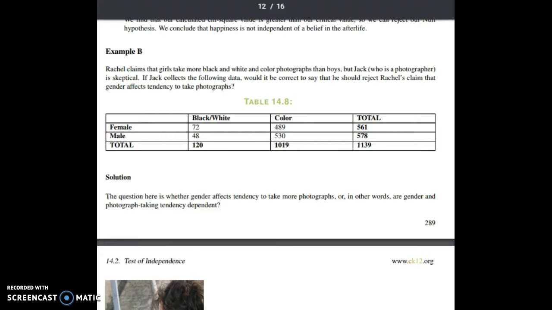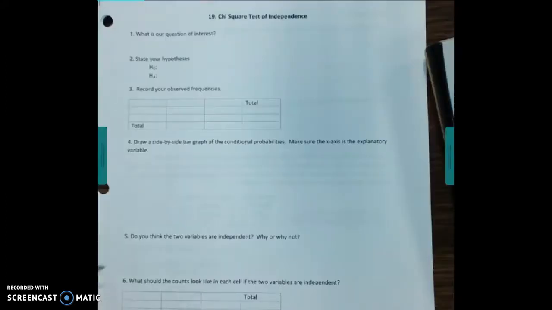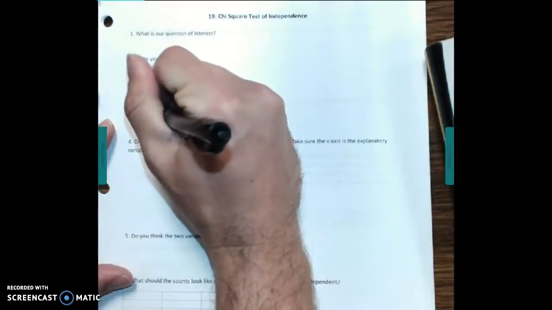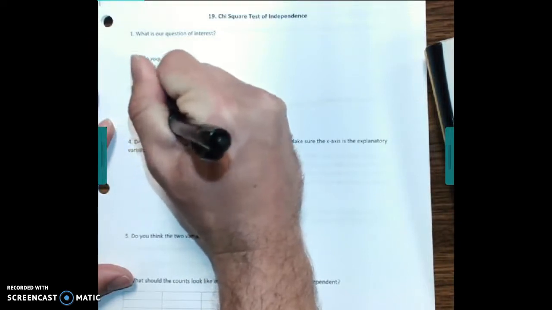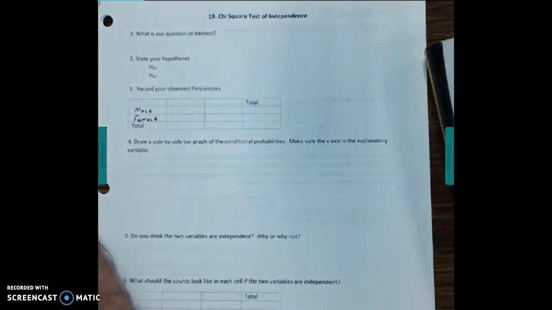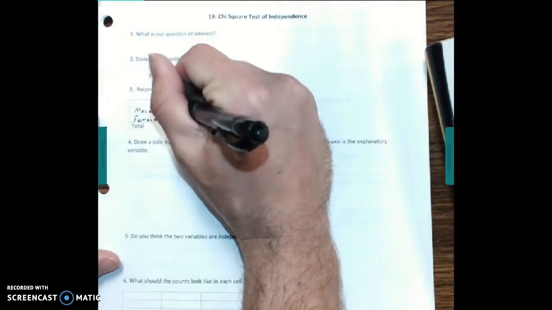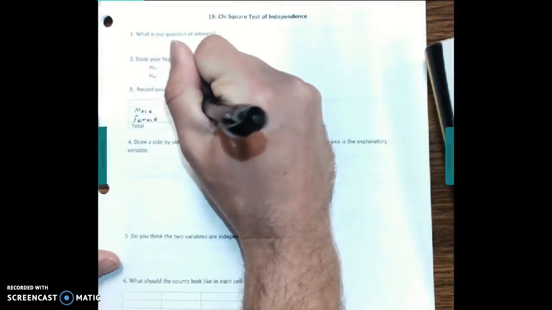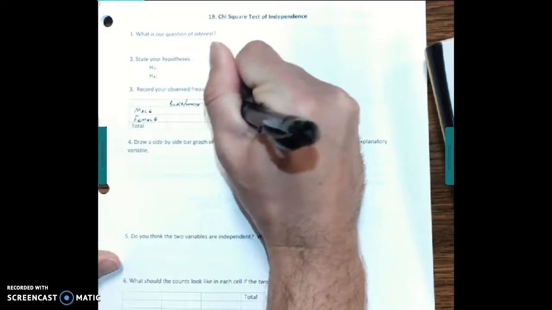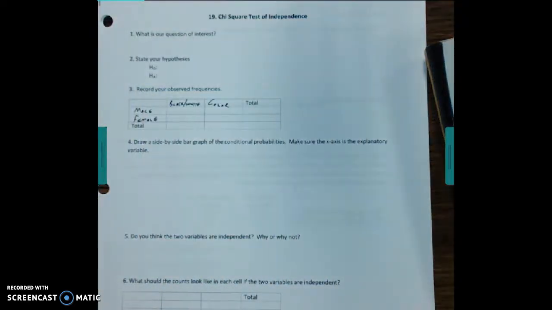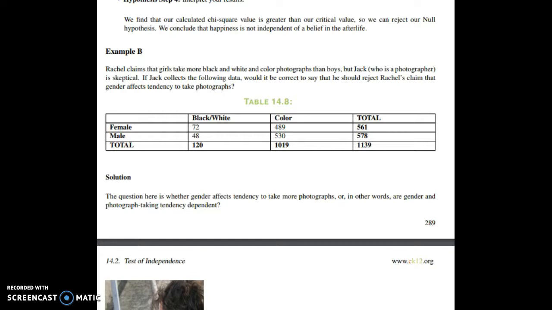So what I'm going to do is transfer that information. I've got male and female. We've got black and white and color as well. And we've got some numbers we can transfer over as well. We've got 72, 48, 489, and 530.